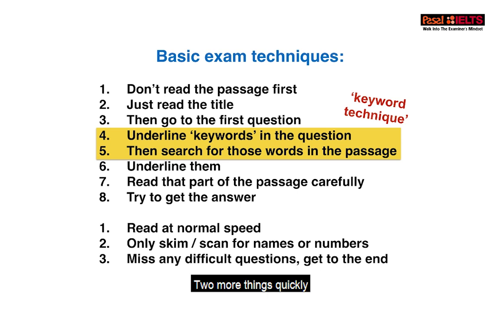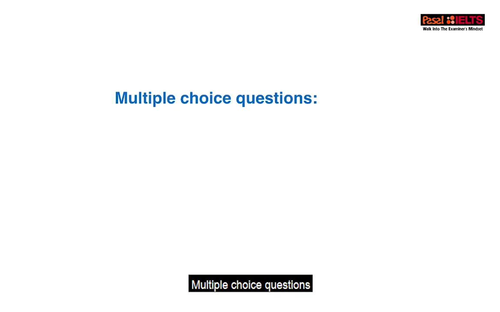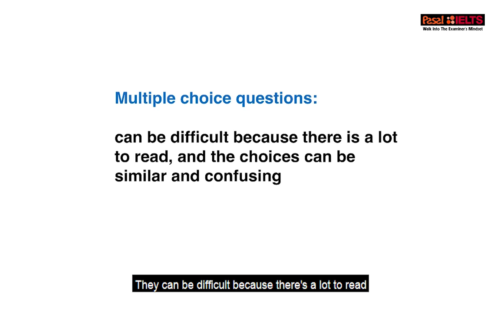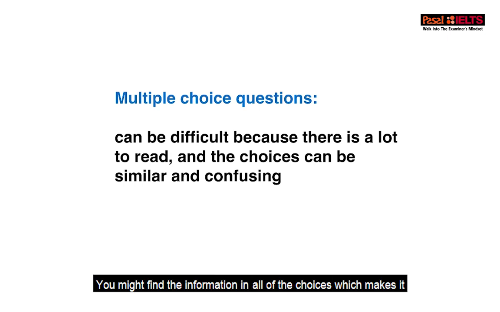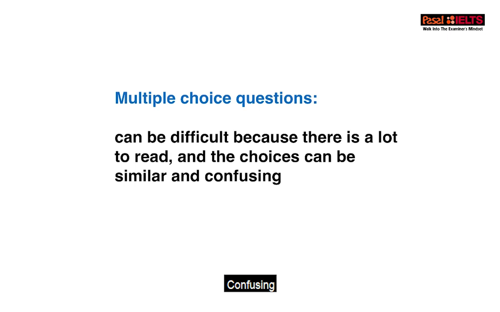2 more things quickly. Multiple choice questions can be difficult. Why? Well, they can be difficult because there's a lot to read and the choices can be similar or confusing. There's a lot of keywords to underline, different choices. You might find the information in all of the choices, which makes it confusing. You have to be careful about your decision.